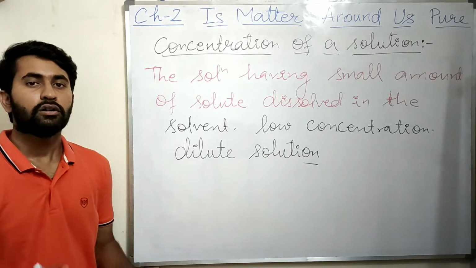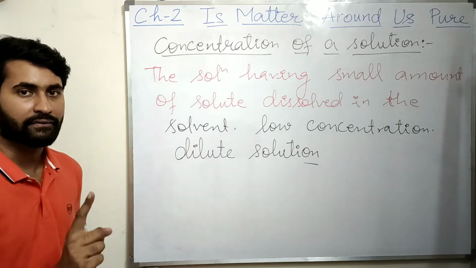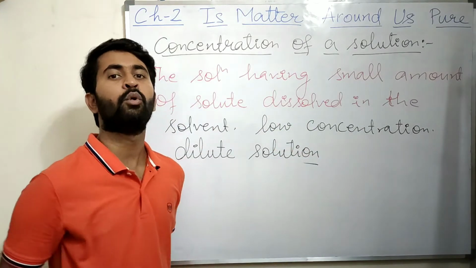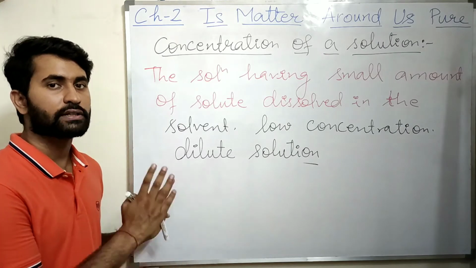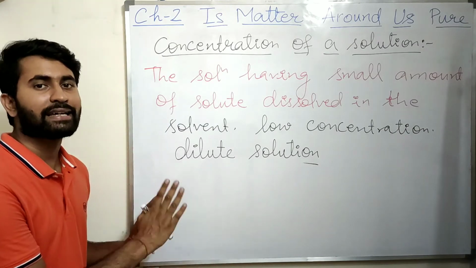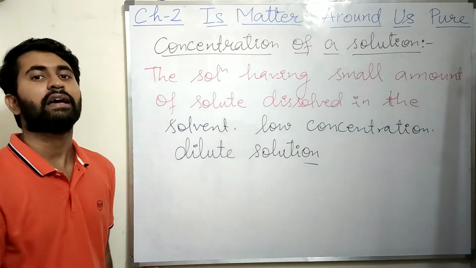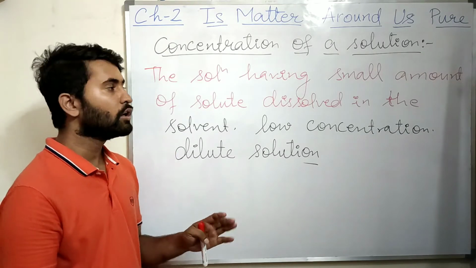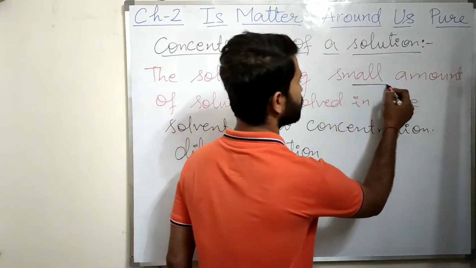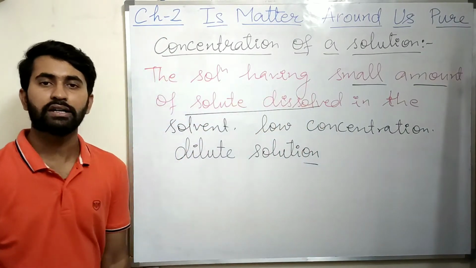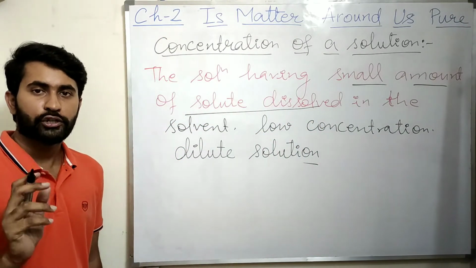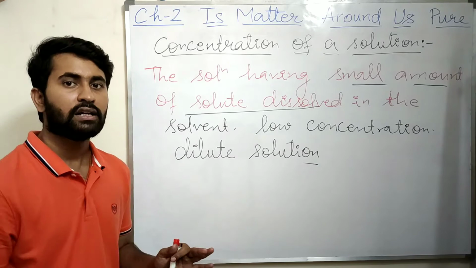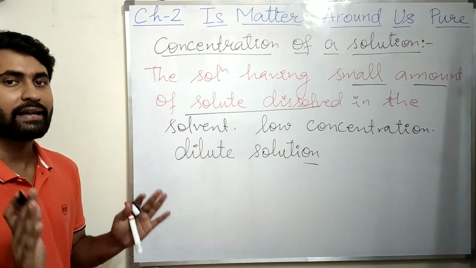If we prepare two sugar solutions, one having 10 grams of sugar dissolved in it and the other having more than 10 grams, the solution which has 10 grams of sugar dissolved in it will be known as the dilute solution, because it has a low or small amount of solute dissolved in it. And the solution that has a large amount of solute dissolved in it is said to have high concentration.